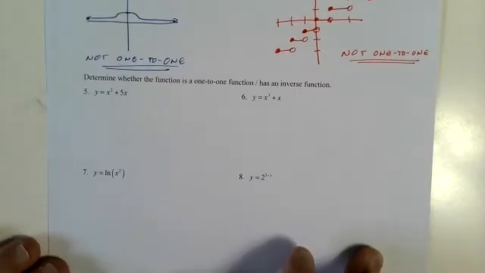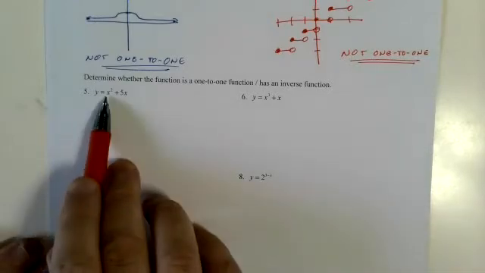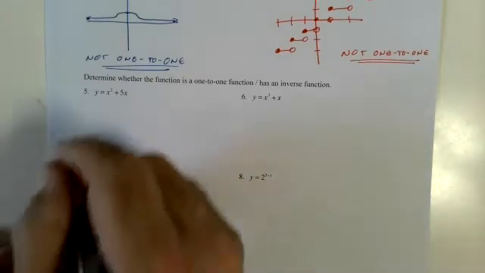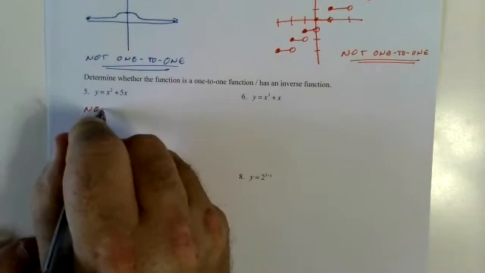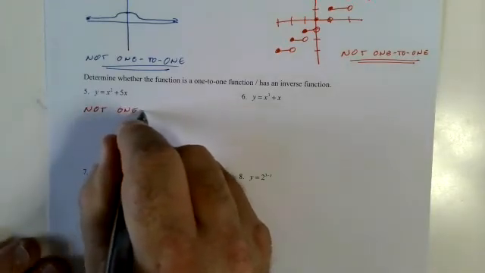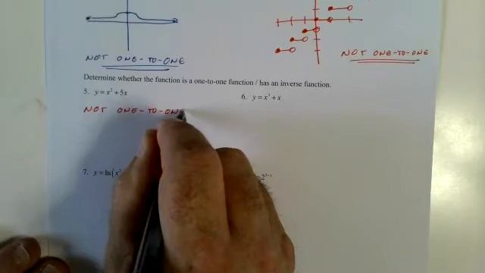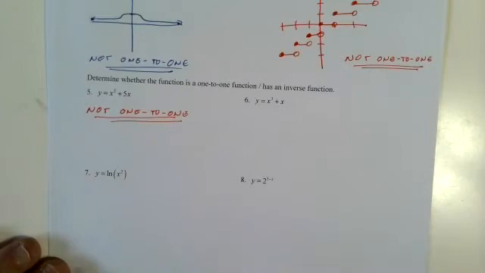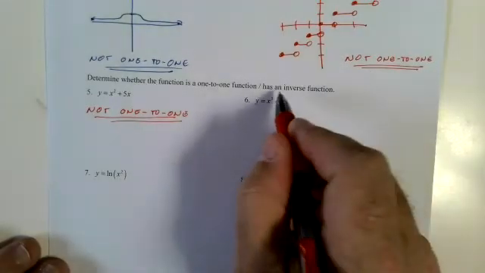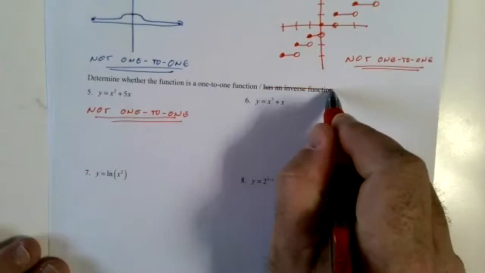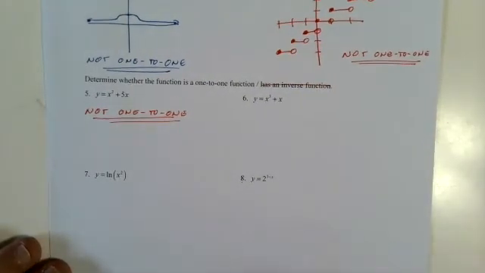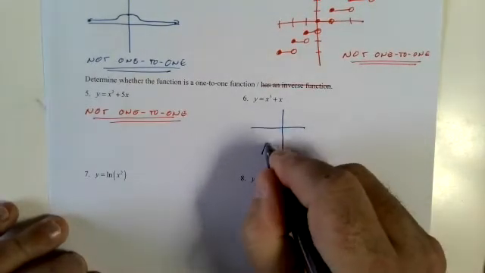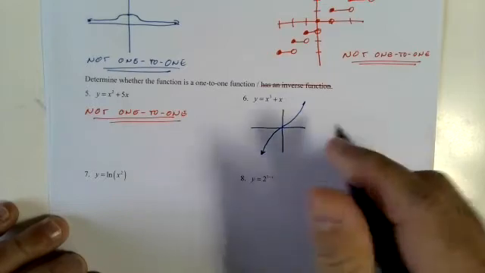Is it a 1-to-1 function? Does it have an inverse function? Well, I know this is not 1-to-1 because I put in 1 or -1, and I get the same answer out. So this is not 1-to-1. It does have an inverse function. All right, but I'm not going to get into that, so I'm actually going to cross that out. I don't really care. All right. This is 1-to-1 because it's actually an odd function that looks like that.